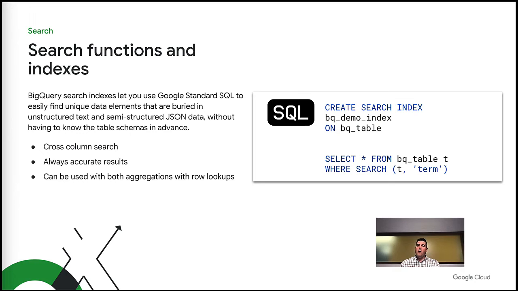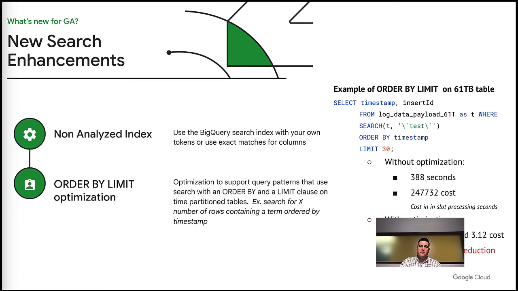The data is always accurate. You do not have to wait for data to actually get put into the index or worry about how any of that is managed. BigQuery takes care of all of that. And as soon as the data hits the streaming buffer, you can query against it in both a row lookup as well as have it accurate in your aggregations. Both work with the search.